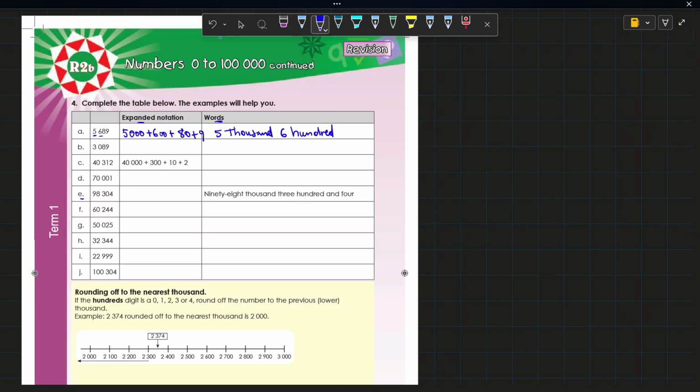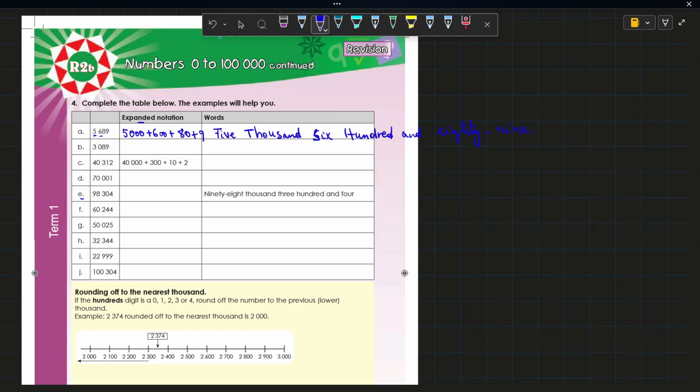I wasn't supposed to write 5 like this. So I was supposed to say 5. And here 6. Right? Okay, now let me just remove everything because it's close to each other. Let us just write properly. So it's 5,000, and then it's 6 hundred, and 80, and 9.